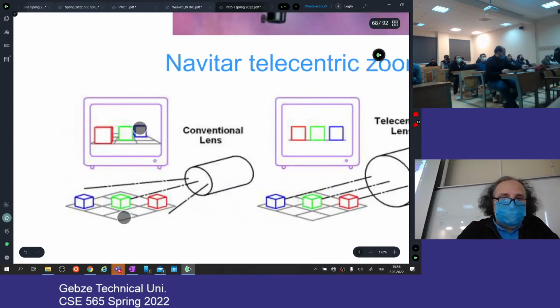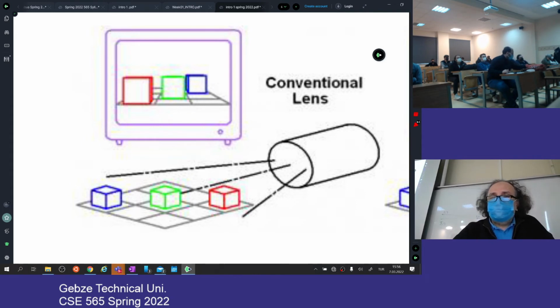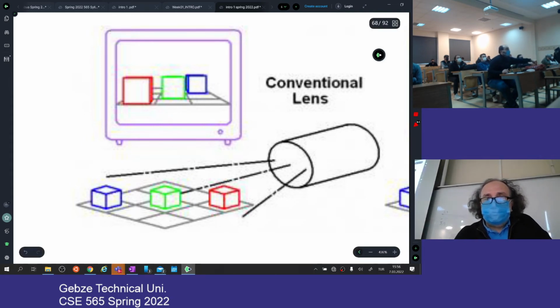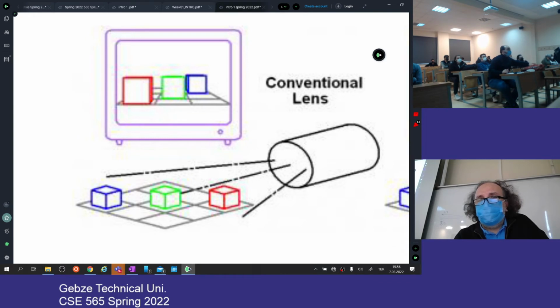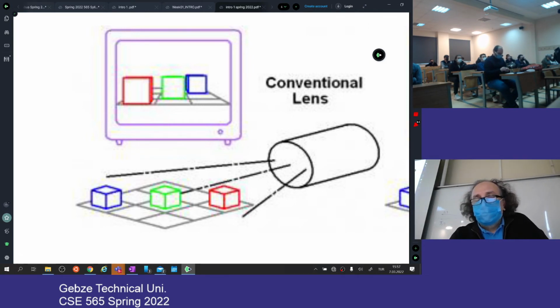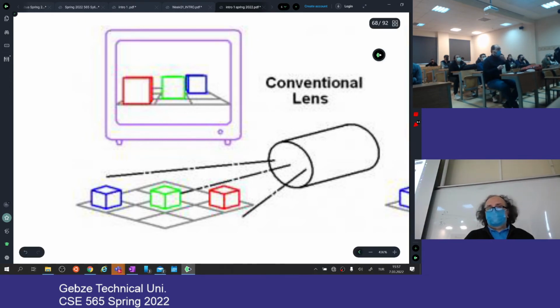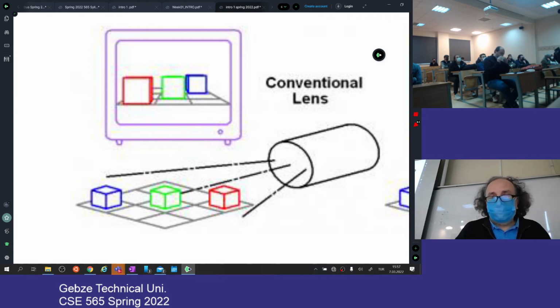Okay, let's look at this picture. You see the effect in the real world. This is my camera. These are the objects. If I take a picture of this scene with a conventional lens, this is what you would see, right? Although in the real world these three cubes are the same size, I see this one large, this one small, and this one smaller. What is the problem with it?